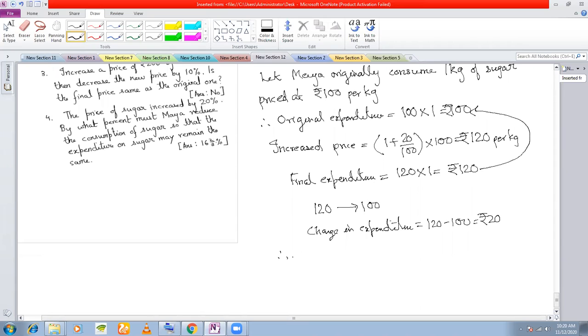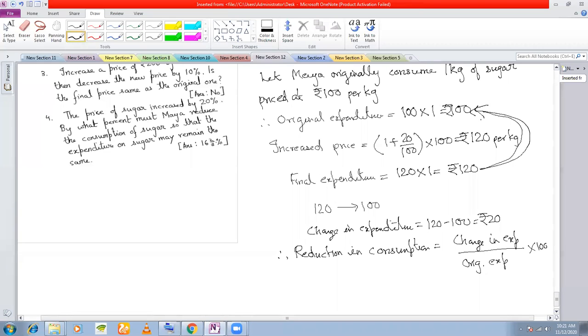Therefore, what should be the reduction in consumption? You have to find by how much she should reduce. The reduction in consumption is change in expenditure divided by original expenditure into 100, because 120 needs to reduce to 100, right? That's the budget. She could only spend rupees 100 on sugar.